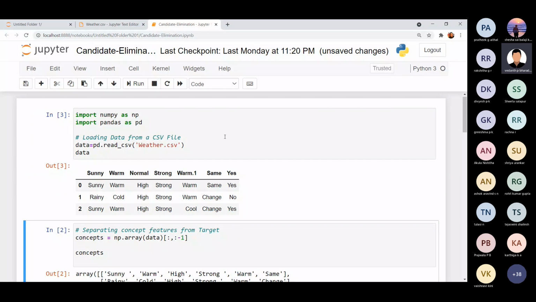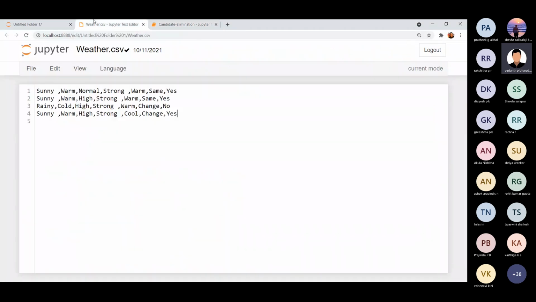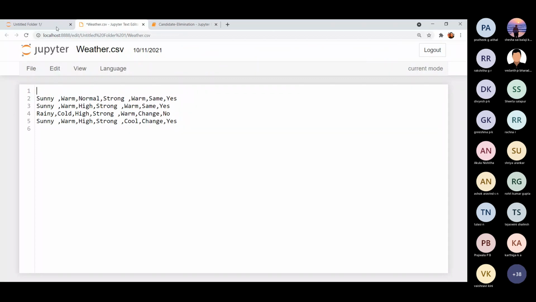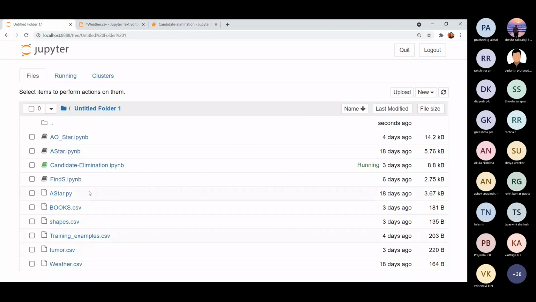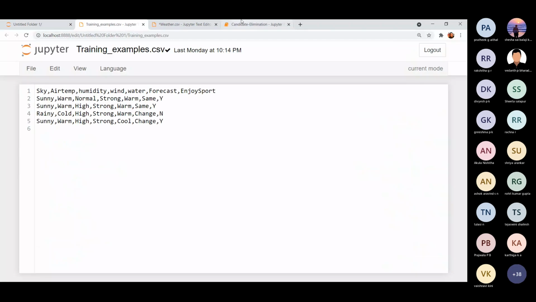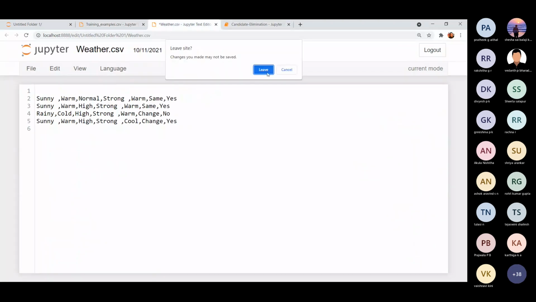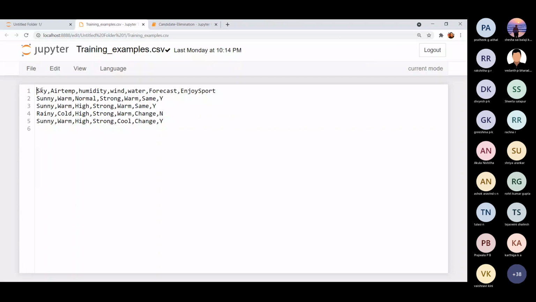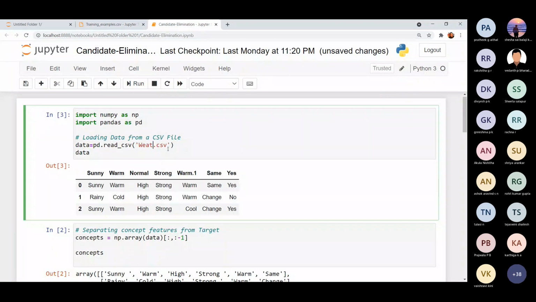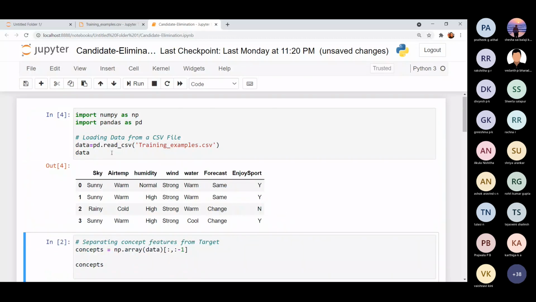It's taking the first row as the attribute. So it is not required for weather.csv. I think training examples.csv has a better option. Yeah, I had changed that here. So the training example is taking the first row as the attribute. So I'll take this training_examples.csv. I'm just printing the data, whatever I've read. So now it's better. So I have two targets, yes and no, over here.